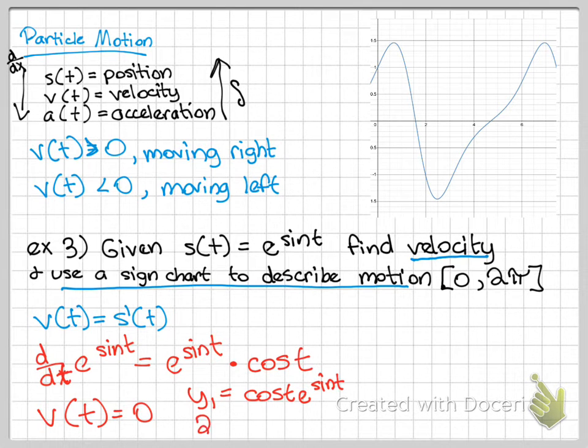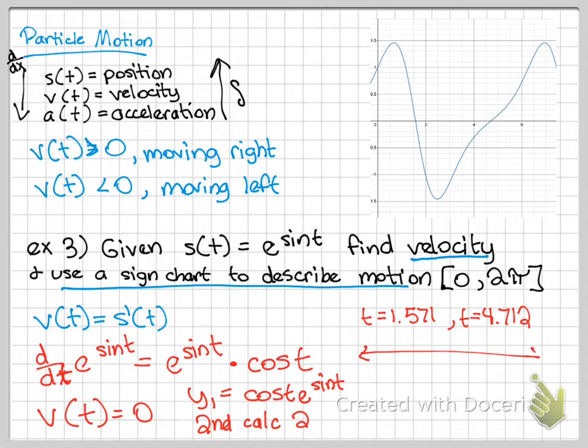And then we can do second calc, and 2 would find our zeros for us. Okay, so if you calculate that out, you should get 2 zeros. One when t is 1.571, and one when t is 4.712. From there, I can make a sign chart to try to help me figure out, when is that going to be positive, when is that going to be negative.